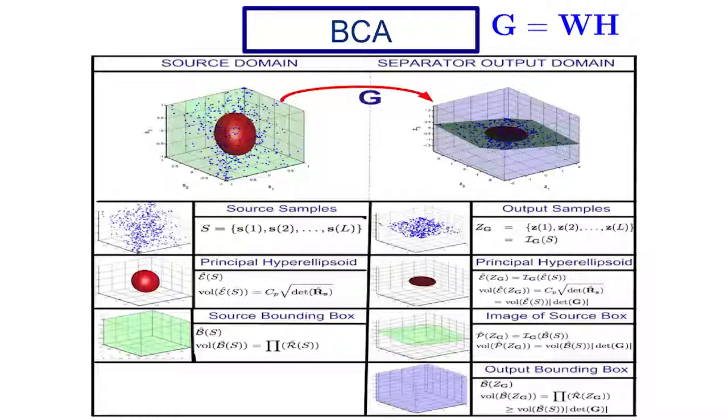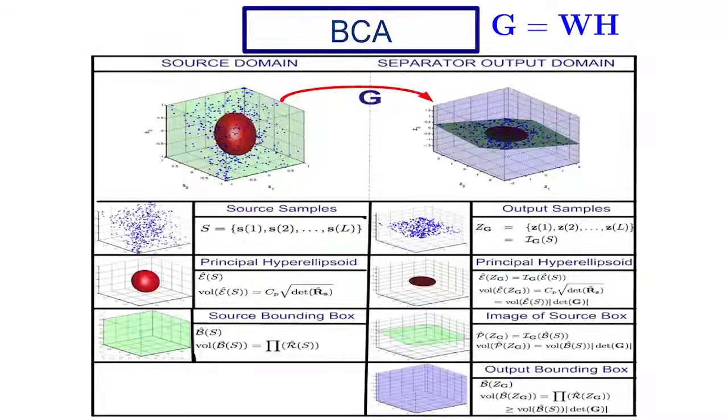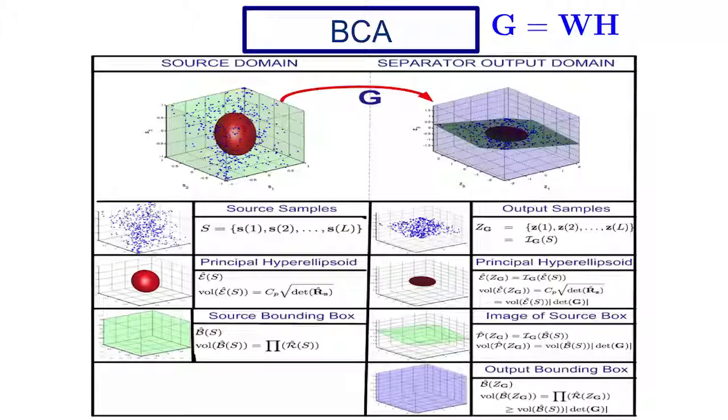one interesting observation is that the principal hyper ellipse at the output is the image of the principal hyper ellipse at the input. So their volumes are related to each other by the determinant of G. The volume of this one is a scaled version of the volume of that hyperellipse, scaled by the determinant of G. Whereas in terms of bounding boxes, we don't have that relationship. The image of this green bounding box at the source domain is this hyperparallelepiped at the output, which is this green one. So this green volume is equal to the volume of the bounding box times the determinant of G, but our bounding box at the output is the blue one, which contains that green hyperparallelepiped. So its volume in general is greater than or equal to the determinant of G times the bounding box volume here.